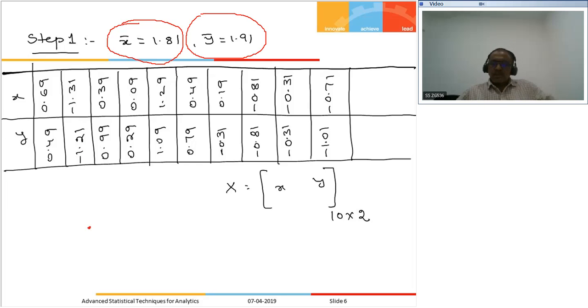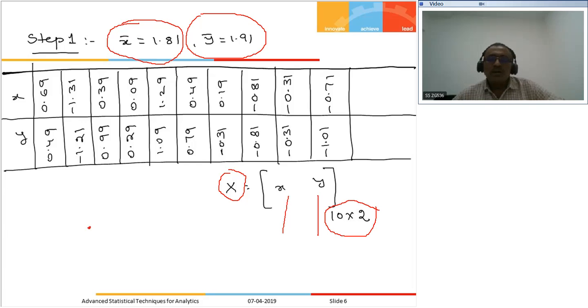Now we have the matrix X, where the first column vector is the first variable and the second column vector is the second variable. If you see the dimension or order of the matrix, we now have 10 rows and 2 columns, so 2 features here. That is, it is a matrix of order 10 by 2.